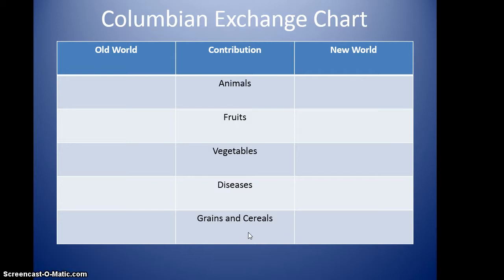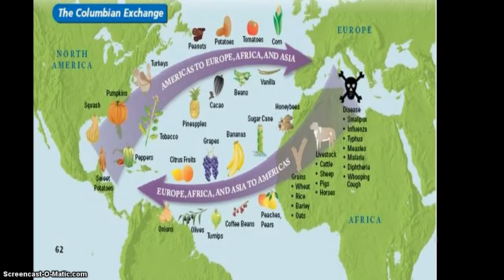go to the maps. All right, so here's the first map. Look at the map. Look at the pictures. What are some things the old world gave to the new world? Those will be these things right here. What are some things the new world gave to the old world? That would be these things right here. So take a few minutes, pause the video, and write these in the appropriate categories.